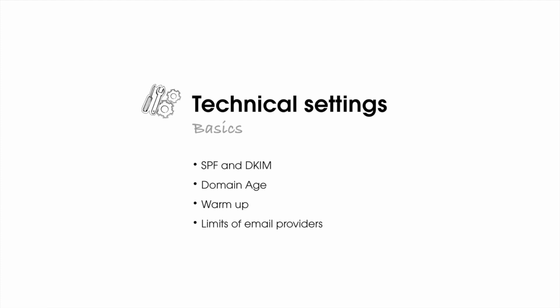Okay, so the first is technical settings, and I can see that there are some tech things like SPF and DKIM, and then some other elements which are important to have. So can we start from the beginning? Sure. The most important part of the technical settings is going to be the SPF and DKIM authentication records. Also in that layer are the domain age, the process of warming up the domain and the email that we're going to use for sending emails, and also the limits of the email providers.